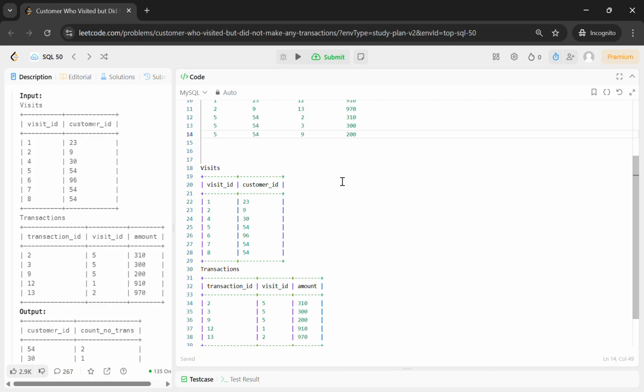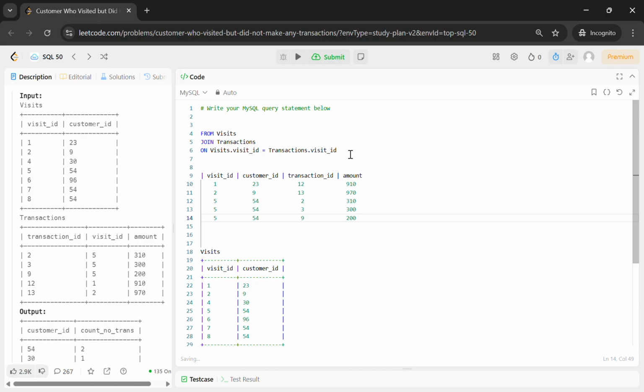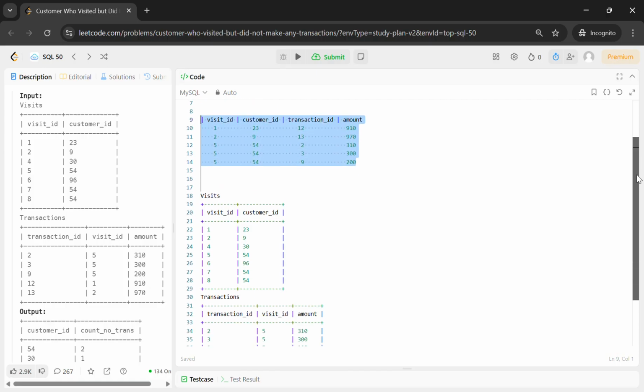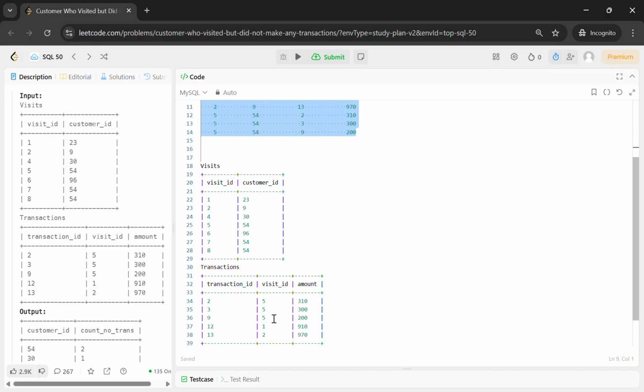Okay, so after writing this, this will be the resulting table. If you see, 30 is not there because 4 is not matching any entry. This 96 is not there because visit ID 6 is not there. This 54 for 7 is not there because 7 is not there. For 54, 5 was there, so that came 3 times.